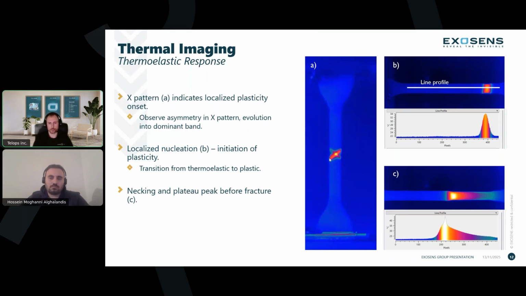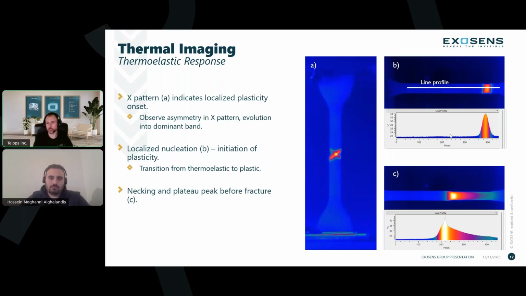And with the V60, we can see that it was able to pick up the X pattern at the onset of plasticity, and we're able to observe that asymmetry and the evolution of this band here on the right, the thicker band, becoming the dominant band and overtaking. So eventually we start to see the thermal response and energy diffuse into a lateral and then vertical movement originating from this dominant band here.